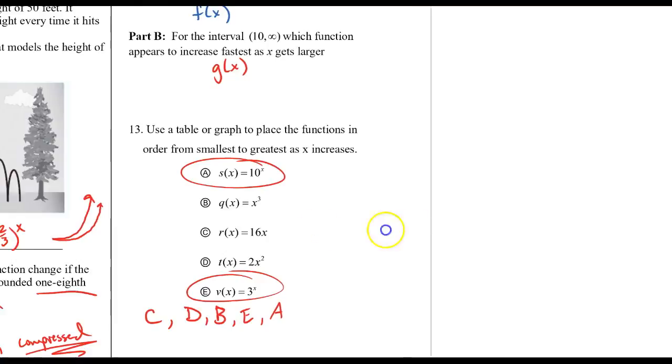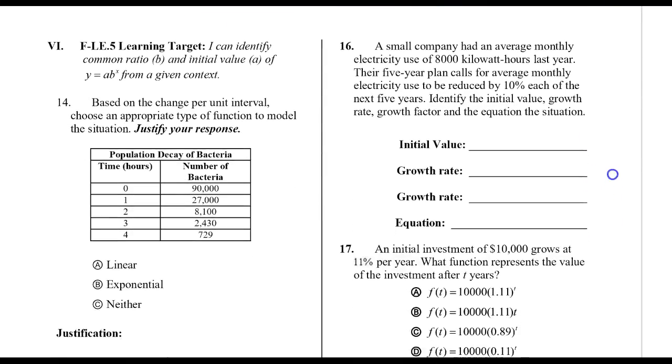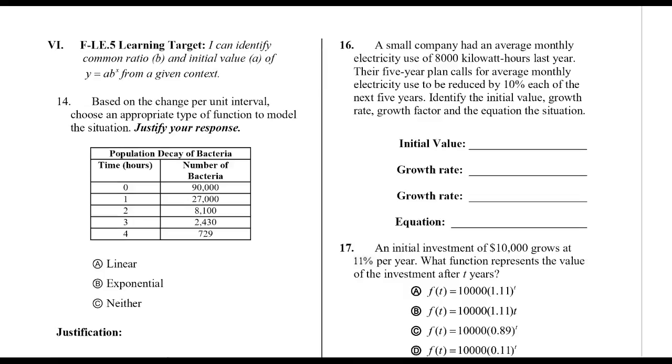Go ahead and put this back. All right, 14. Based on the change per unit interval, choose an appropriate type of function to model the situation. So when I look at this, is it linear? All my hours increased by 1, but my number of bacteria are not changing at an even amount. We're not adding the same thing. In fact, it looks like we are multiplying by a third each time.